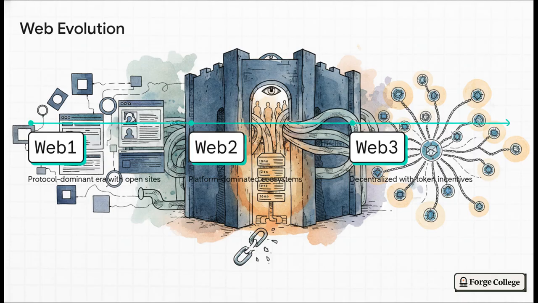Back in Web 1, the internet was totally protocol dominant. It was all about open sites built on shared rules. Anyone could jump in without asking permission.